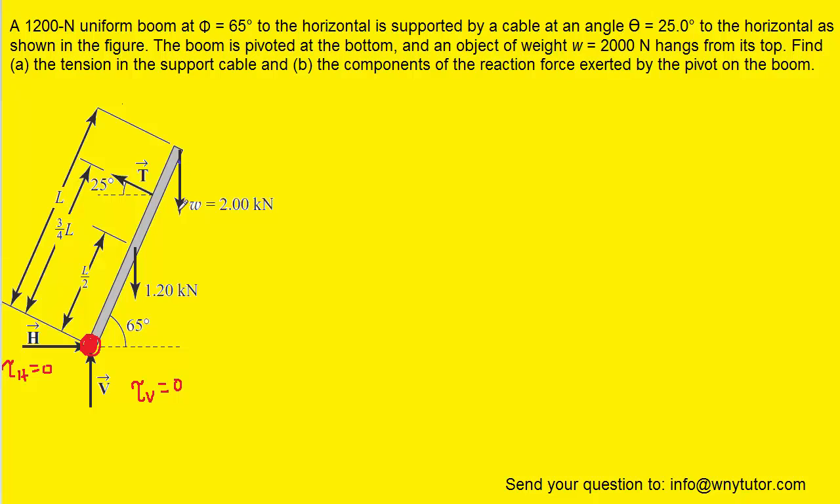And so what it might be helpful to do is to extend a line straight down so that we form a nice right triangle right here. And we can see that if this angle is 65 degrees, then this angle right here has to be 25 degrees. And the same reasoning would conclude that that angle is 25 degrees. Notice that the angle between the tension force and the boom is just 90 degrees.